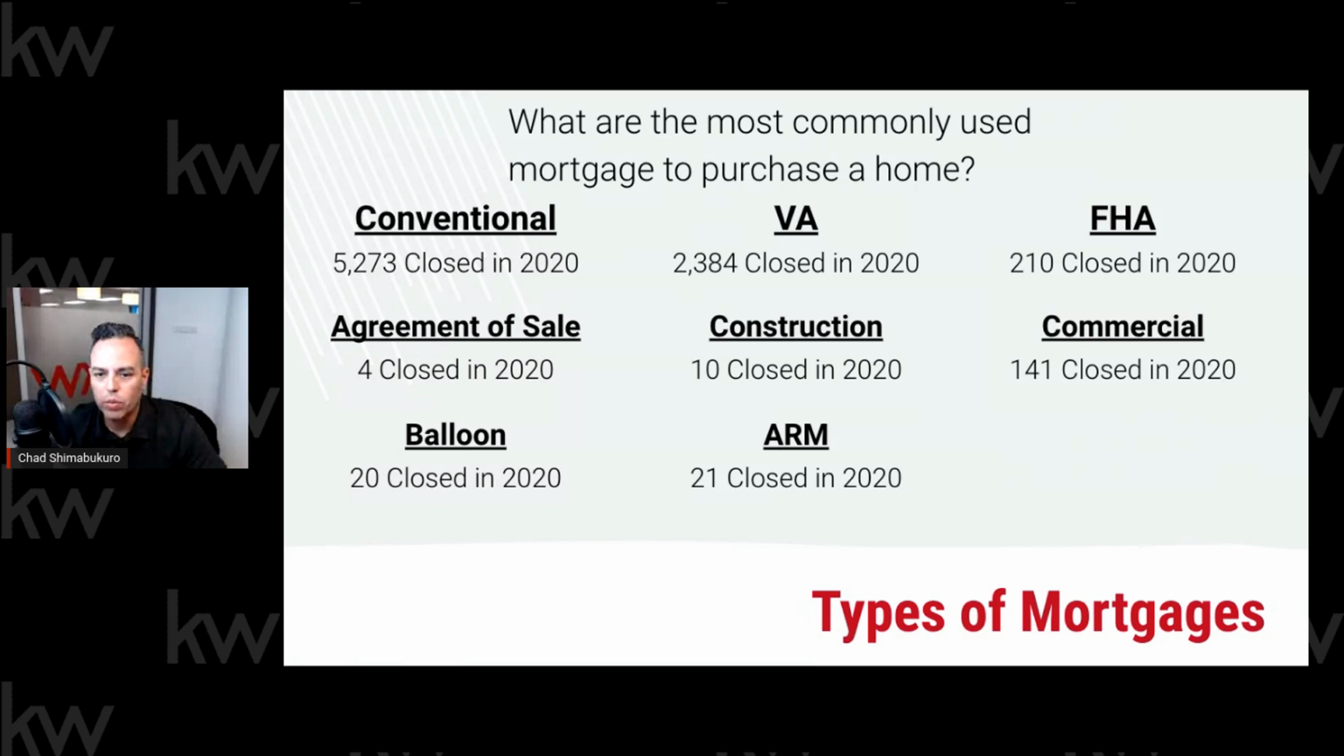What else do we have here? We have FHA, 210 were closed. Not a big number. Not a huge number at all. Agreement of sale. Agreement of sale is basically a land contract. It's a form of owner financing.